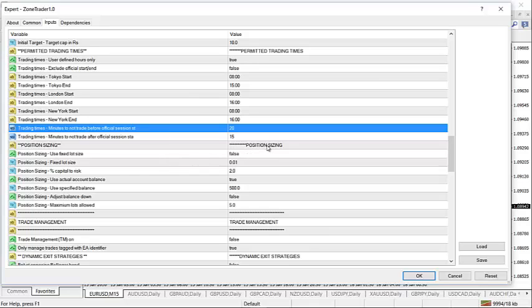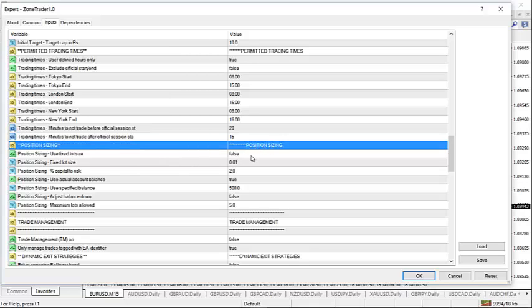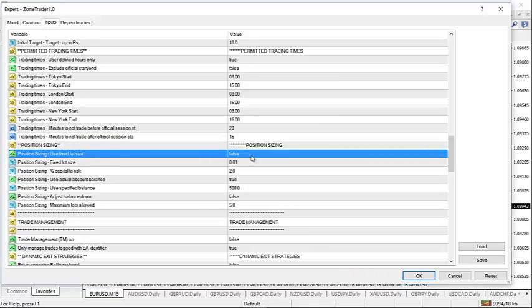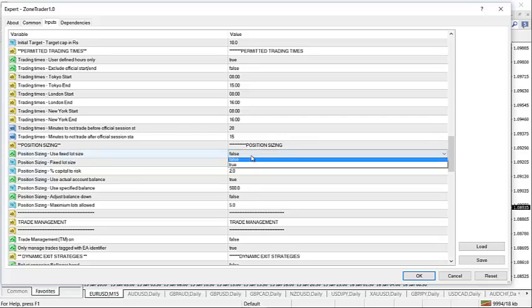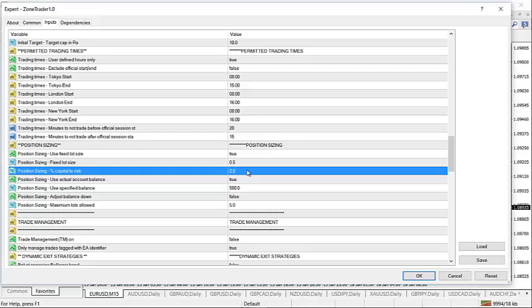Okay, next one is position sizing. This allows you to control how trades are sized in terms of how many lots you want to trade. So at the moment it's used to fix lot size is set to false, which means that position sizing is actually turned on by default. However, if you turn that to true, then you can specify a fixed lot size. So at the moment, for example, it's just one micro lot. You may want to do 0.5 mini lots as a standard.